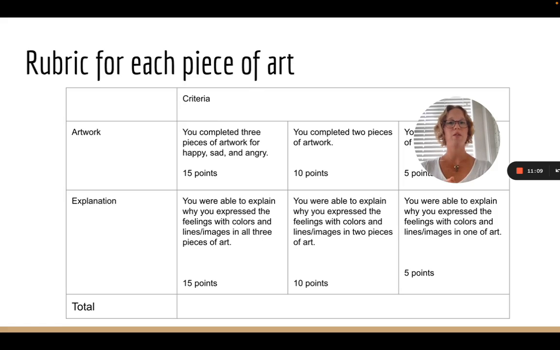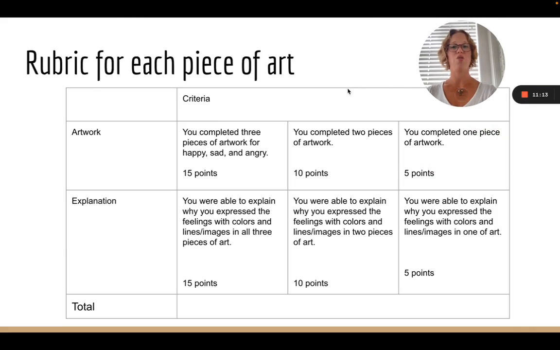Here's your rubric for your piece of art. You will have access to this to make sure that you have completed all 3 pieces of your artwork and you were able to explain what emotion you were connecting to your artwork and what in your artwork expresses that. Maybe it's the clean lines, maybe it's the dark colors or the bright colors, okay? This is going to be worth 30 points.